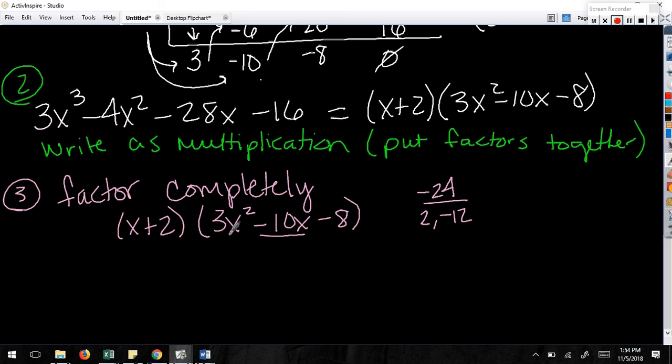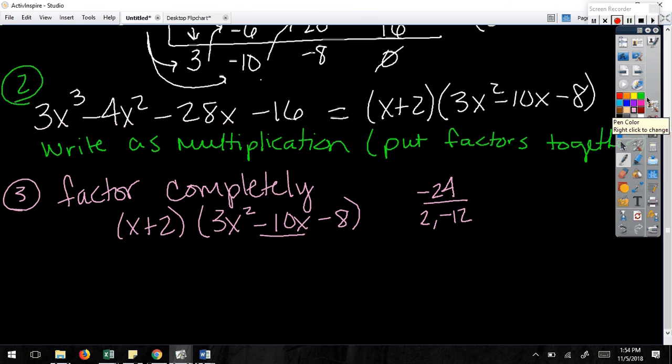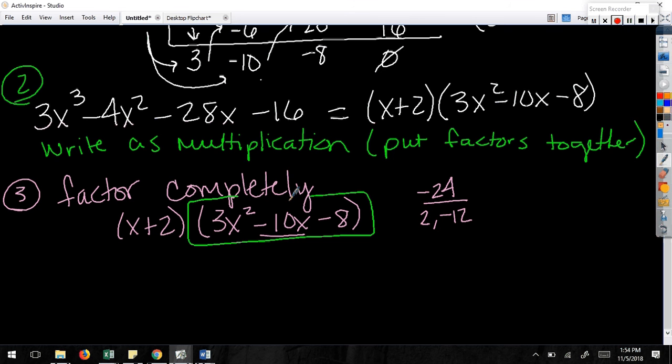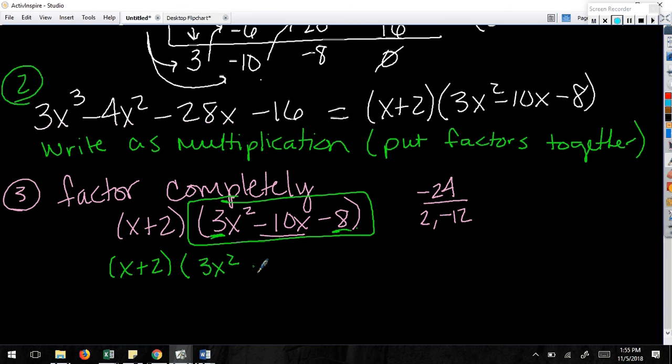Remember back when we factored quadratics? Right now I'm just looking at this piece right here. So I multiplied A and C together. That's negative 24. And I found the two numbers that multiplied to that but added to the middle. So now I'm going to rewrite that quadratic. So I've got x plus 2, 3x squared. I'm going to do the negative first because that's usually easier. Negative 12x plus 2x minus 8. Is it starting to look familiar?